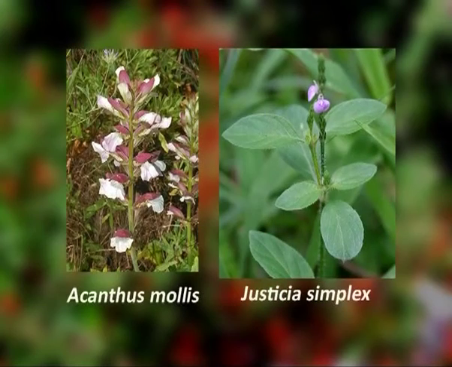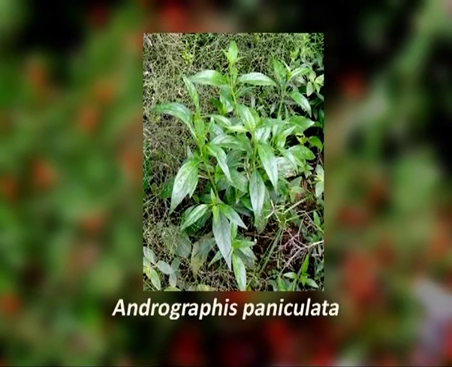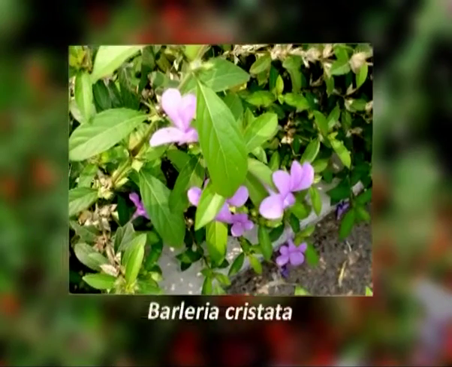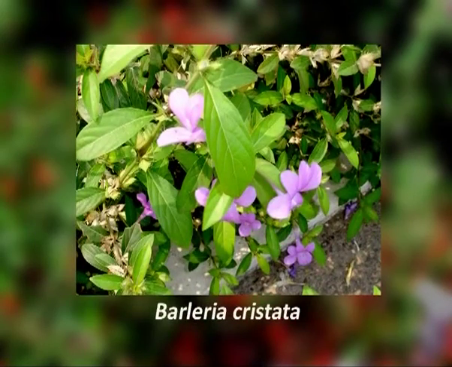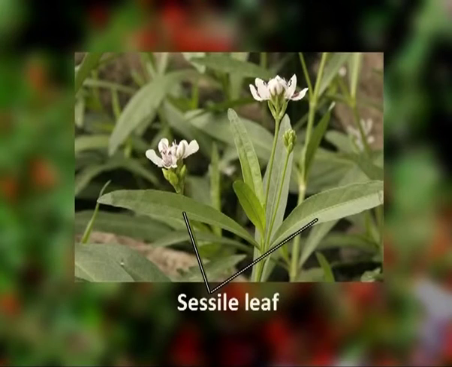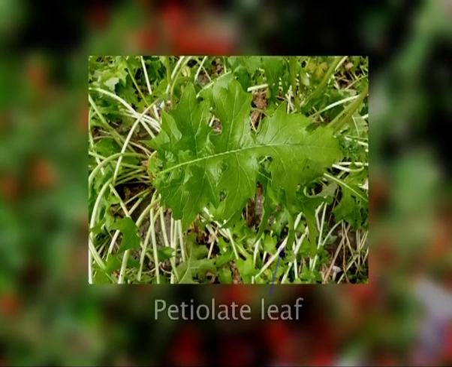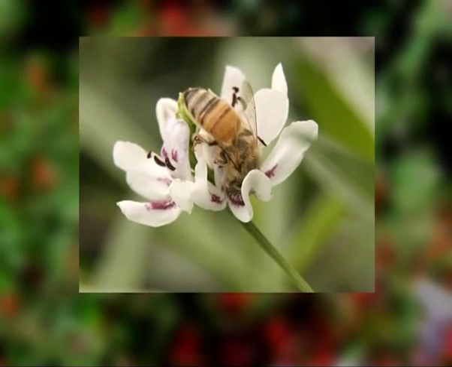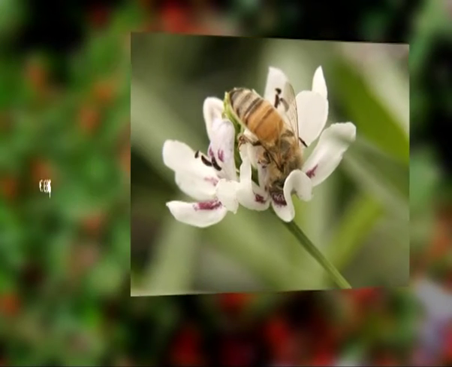Inflorescence types vary from a spike, as in Acanthus mollis and Justicia simplex, to racemes like in Andrographis paniculata. Leaf shape is also variable. It can be lanceolate like in Andrographis paniculata, elliptic to narrowly ovate as in Barleria cristata. Leaves can be sessile or petiolate. Pollination apparatus is highly elaborate. Pollination is entomophilous, by bees or by bumblebees.